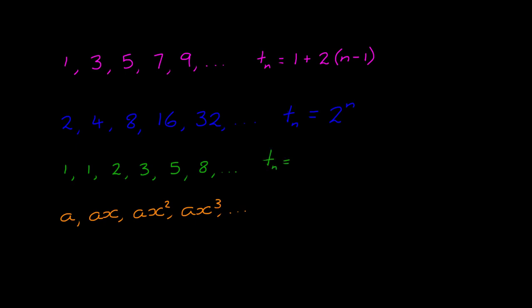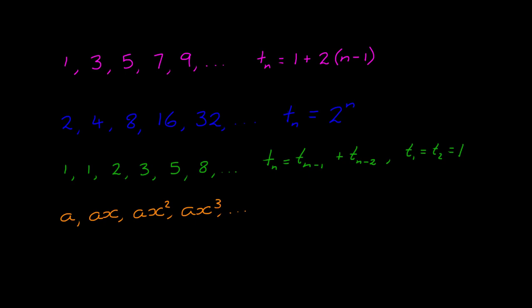Each term is equal to the sum of the 2 before it. But in order to reach that point, we'll have to define the first 2 terms. So term 1 and term 2 are 1, and then after that, term n is equal to term n minus 1 plus term n minus 2, so the 2 before the term that we're interested in.